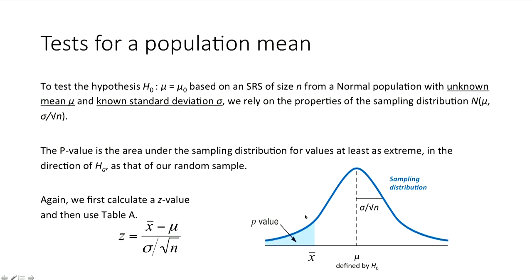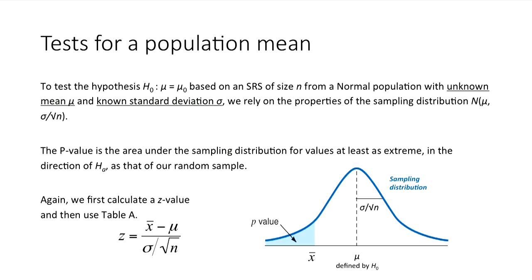So let's get into doing a test for the population mean. How do we know if the sample from which we've drawn our data is significantly different from some kind of hypothetical population that we have? We'll start with an unknown population mean. So we don't know what the population mean is. We can't know this, right?